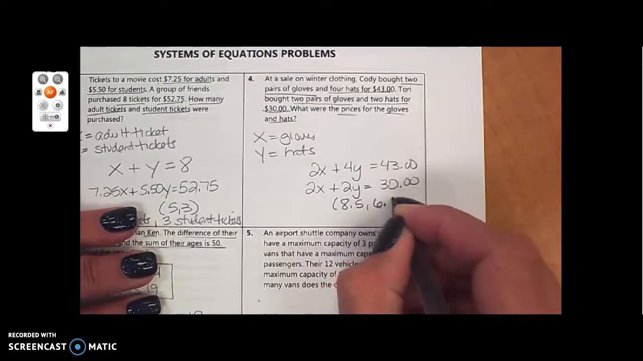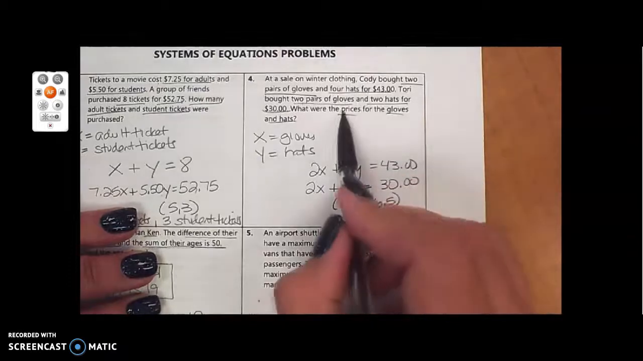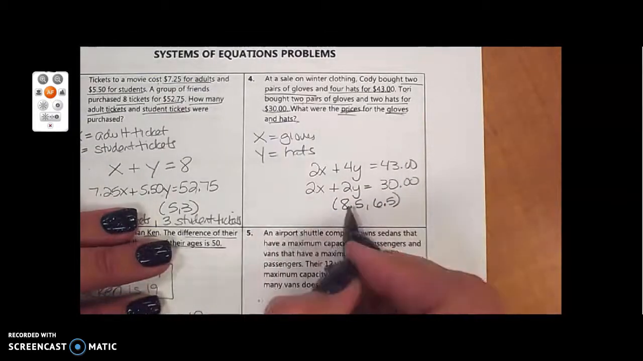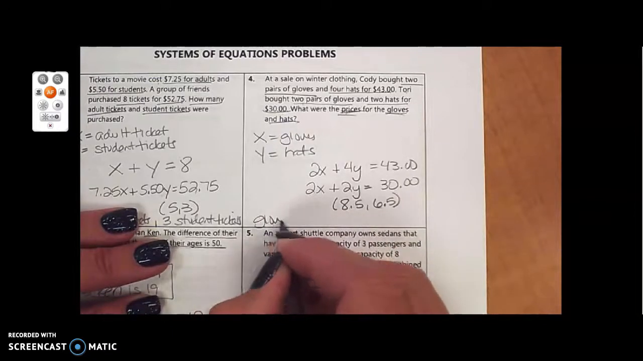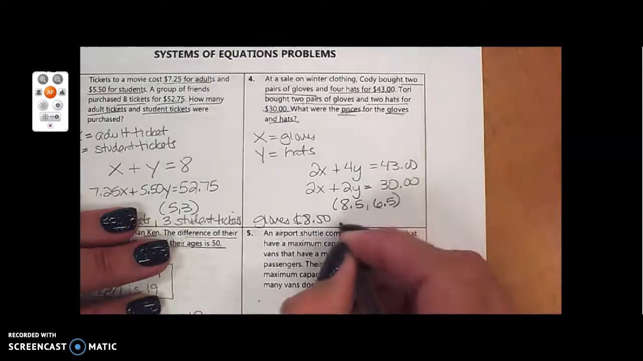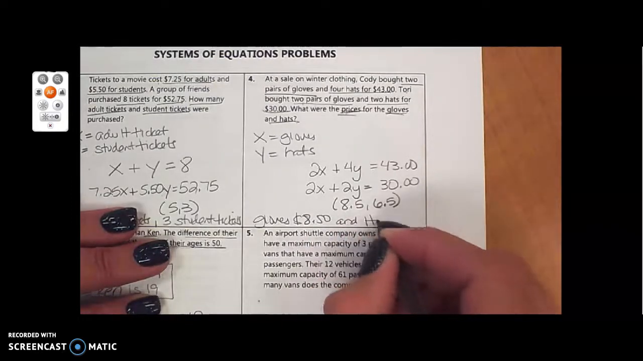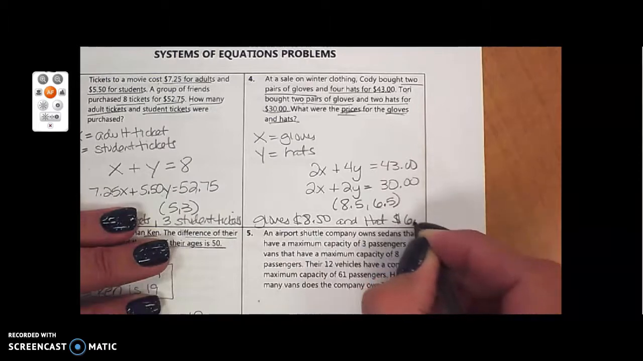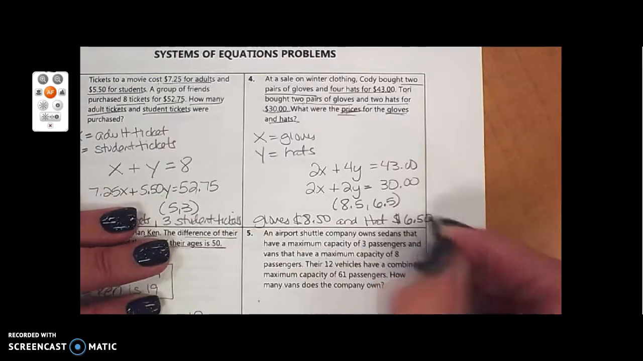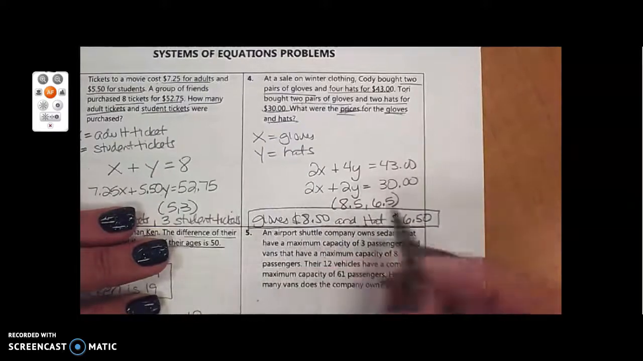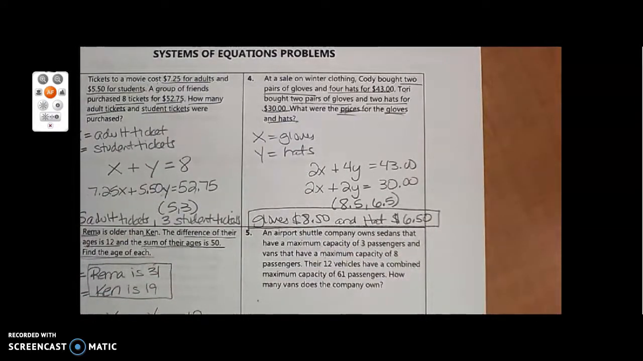It asks for the prices of the gloves and the hats. So X was gloves. Gloves cost $8.50, and hats cost $6.50. That is your answer. Remember, your answer is answering the word problem. Do not just give the solution.